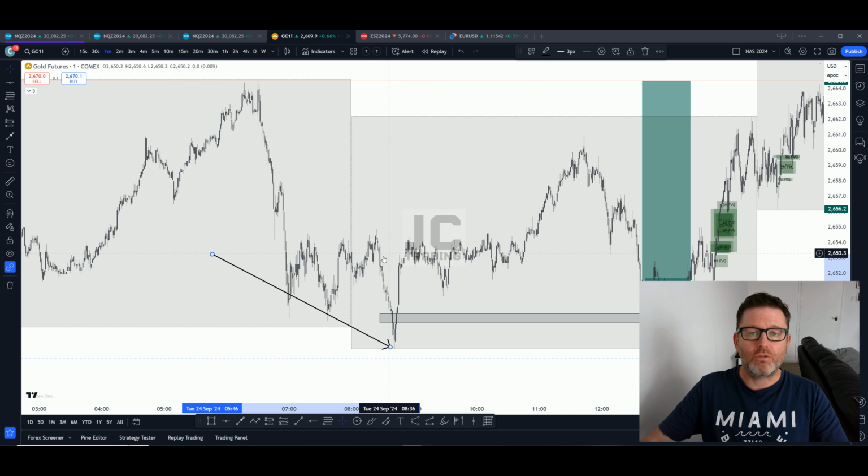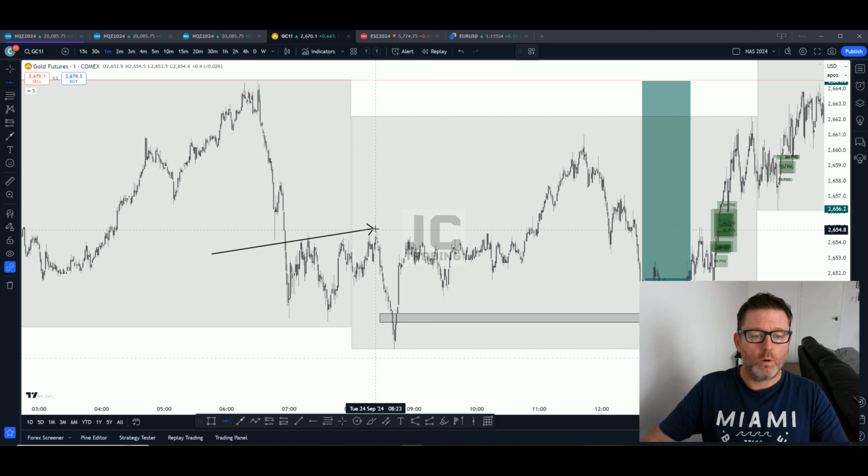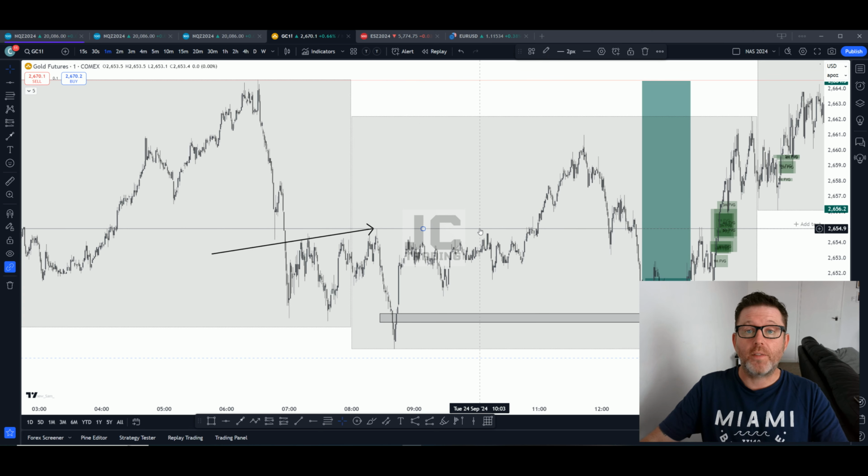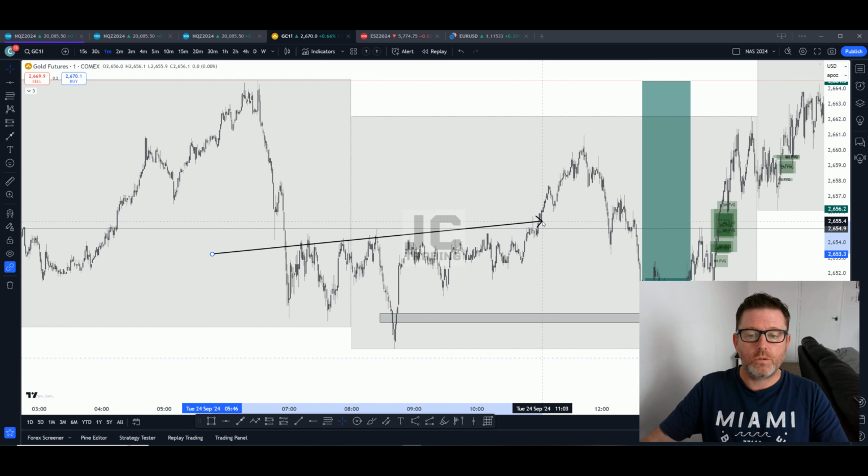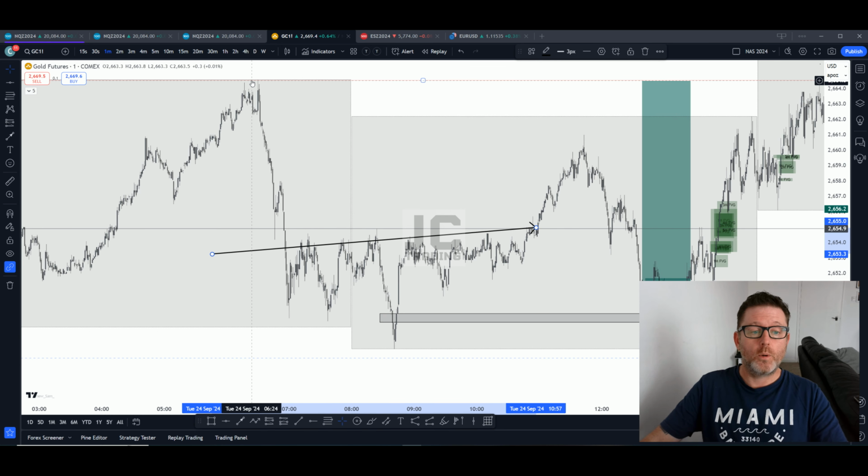Now we're waiting for a market structure shift. So we're waiting for a close above this point here. The reason being is that this was the high, or the lower high, that put in that low. So we need a candle close, not a wick. We're waiting for a candle close. So if we put a line across here, what we're waiting for is a close above that line. Once we get that close, which was on that candle there, we've now had a market structure shift. We were going down and now we're going up.